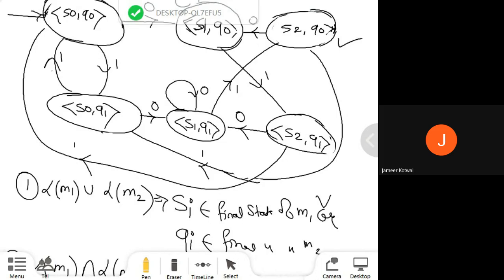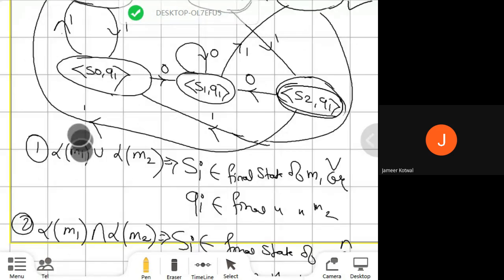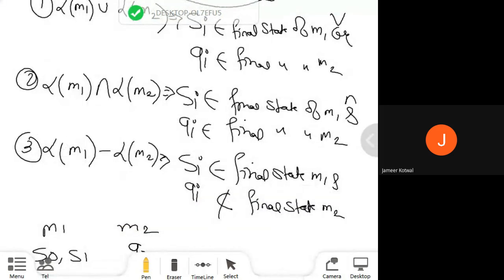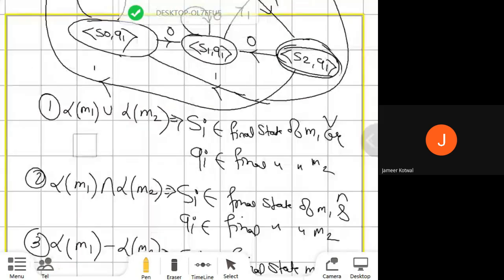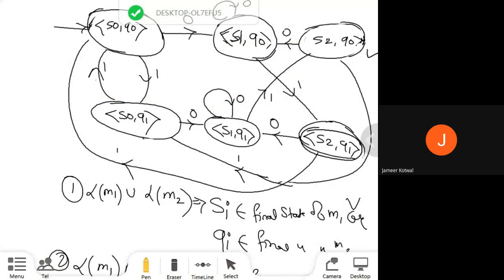So here S2 Q0 will not be a final state, but S2 Q1 will definitely be a final state for the difference. Why? Because S2 belongs to a final state, and Q1 does not belong to a final state for a difference. So in this diagram only one final state will appear, that is S2 Q1. Is that clear? Third year students, this is related to the closure property of a DFA, right? So in the next lecture we will see how to combine DFAs, and we will start with examples related to the NFA also.